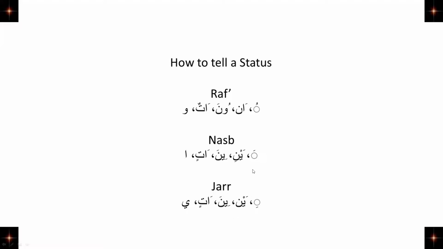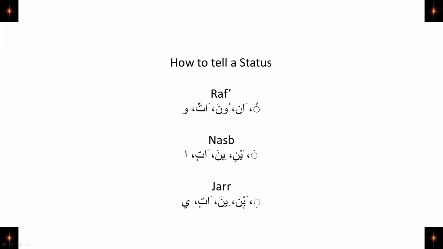Now note this. This is u, ani, una, atun, waw. Then a, aini, ina, atin, and alif or a. Then i, aini, ina, atin, and ya. Now you realize that the aini, ina, atin here is the same between the nasb and the jar. Aini, ina, atin is the same.